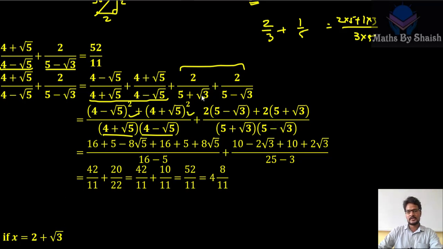And similarly, in this case, we have the denominator, now we got a rational number, because a plus b, a minus b is a square minus b square. 4 square is 16, √5 square is 5, and here 5 square is 25, √3 square is 3. So the denominator becomes 22 here, and we of course open the bracket by a minus b whole square, a plus b whole square. We will get this identity. We cancel these two, and here these two, and then 16 plus 5, 21, again 21, 42, and here 10 plus 10, 20. So we can simplify 10 by 11, then we got 10 by 11, and denominator same, so it is 52 by 11.